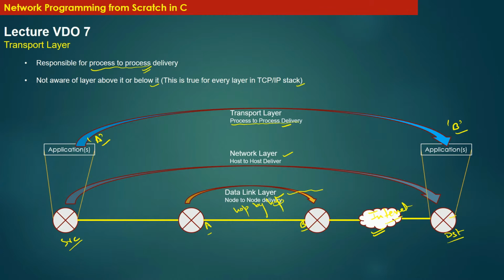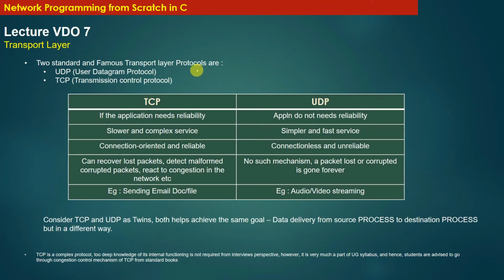All these layers combine together and play their own specific role for which they have been designed, in order to establish end-to-end communication between the application running on the source machine and the application running on the destination machine. Now, as I said, there are two standard and famous transport layer protocols: UDP, which is called User Datagram Protocol, and TCP, which is called Transmission Control Protocol.